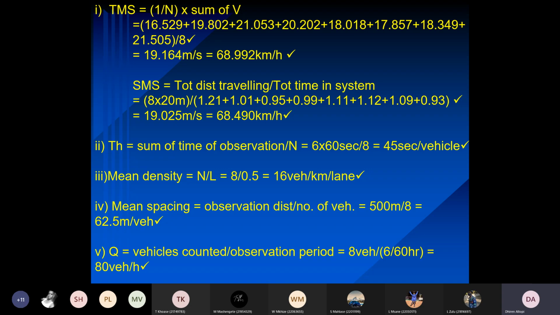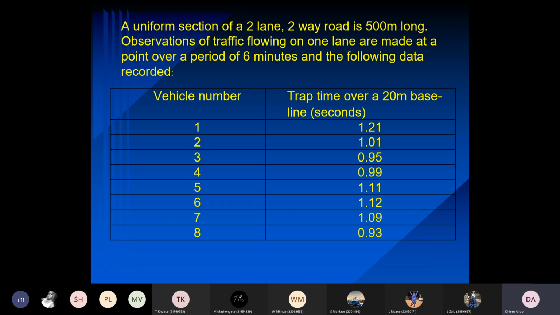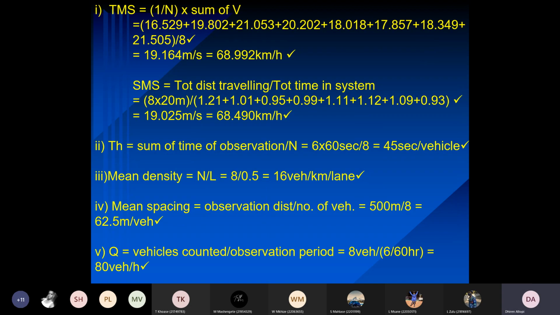Okay, so you've answered part one of the question. The second part of the question was to estimate or calculate the headway. Your headway is given by the formula sum of time of observation divided by number of vehicles n. If you go back to the question, you will see it was given to you, your observation period, 6 minutes. Your observation was over 6 minutes.